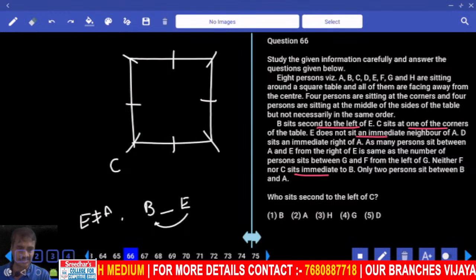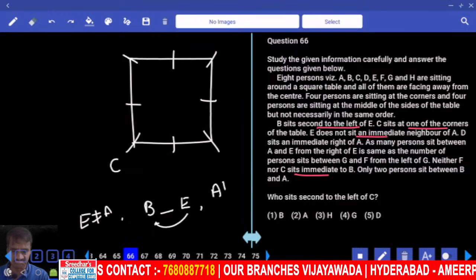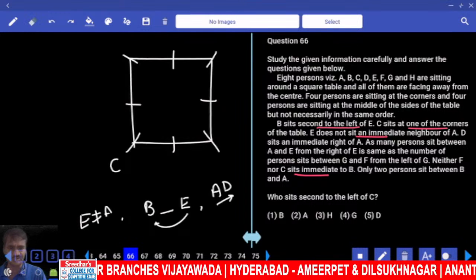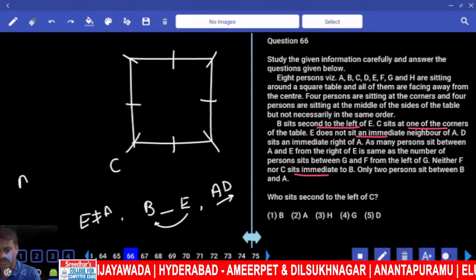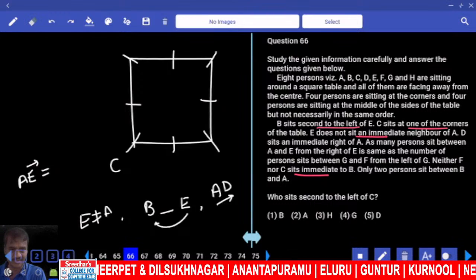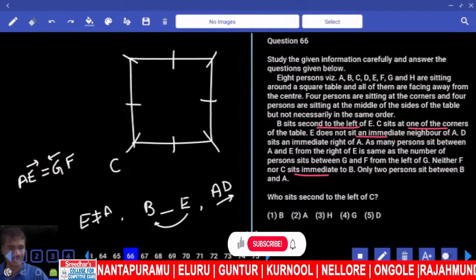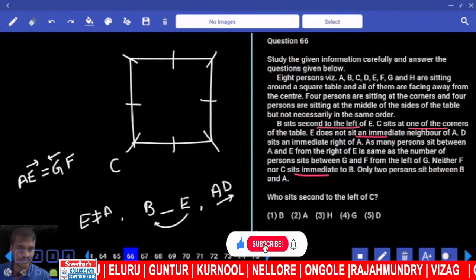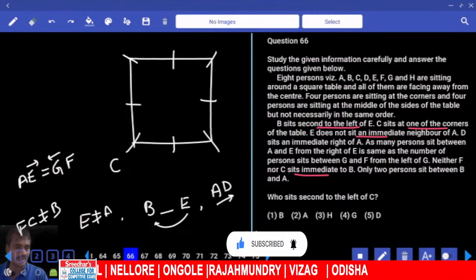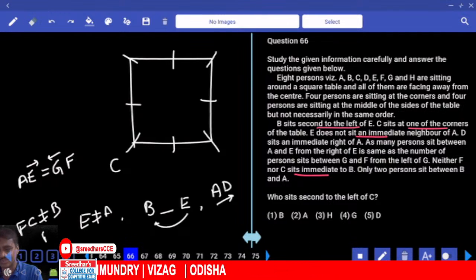D sits at the immediate right of A. Now A is here. D is to the immediate right-hand side of A. The number of persons between A and E to the right of E is the same as the number between G and F, to the left of G. Neither F nor C is immediate to B. F and C are not adjacent to B. And only two persons between B and A. In between B and A, there must be exactly two people.